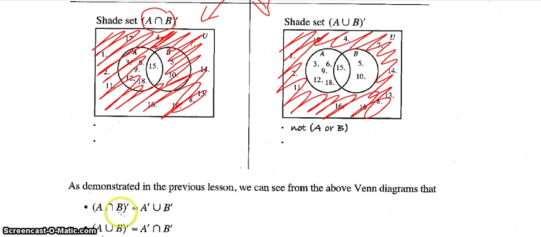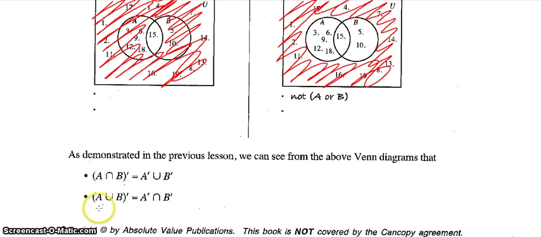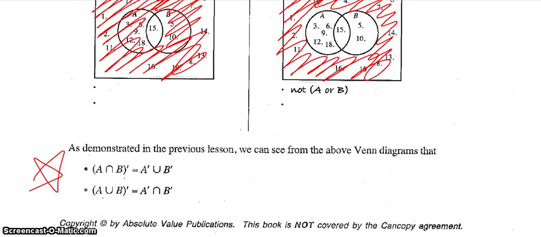A intersect B complement is equal to A complement union B complement. And A union B complement is the same as A complement intersect B complement. Special rule, so we can put a star next to them.